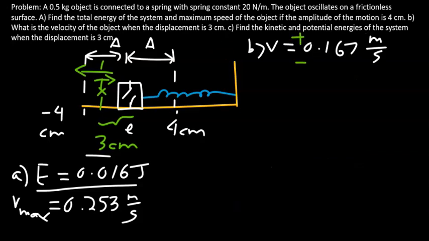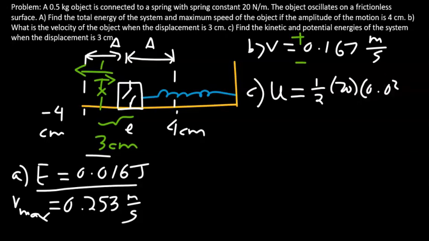Now part C, find the kinetic and potential energies of the system when the displacement is 3 cm. The potential energy of the system at that displacement is quite simply given by half times the spring constant 20 times the square of the displacement, so 0.03 squared, in units of joules, and that's going to be 9 times 10 to the power minus 3 joules.